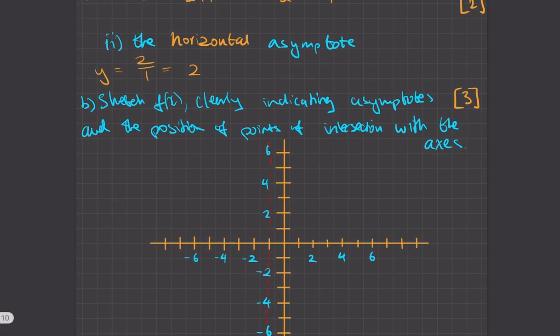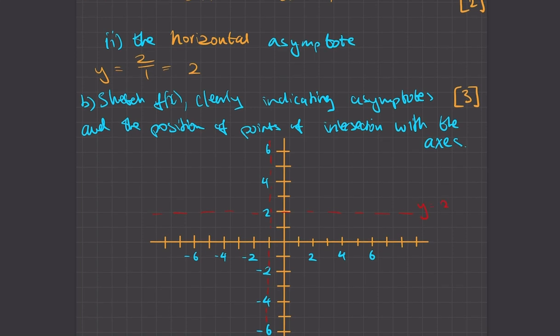And then we also have the horizontal asymptote at 2. And because it says clearly indicating, it might just be safer to write y equals 2 and x equals minus 1. So those are our asymptotes.